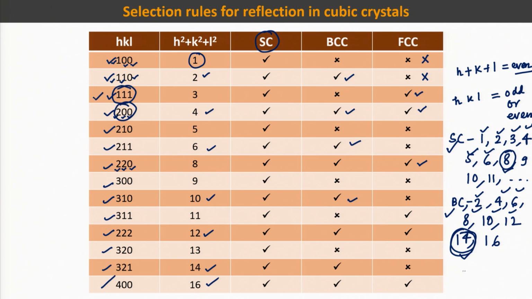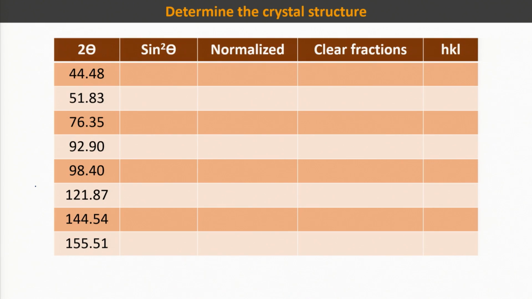In case of FCC crystal, you get a reflection for 3, 4, then you get a reflection for 8, then you get a reflection for 11, then 12, then 16. So, in case of FCC, it is relatively simple. So, let us try to calculate the crystal structure of some unknown material.